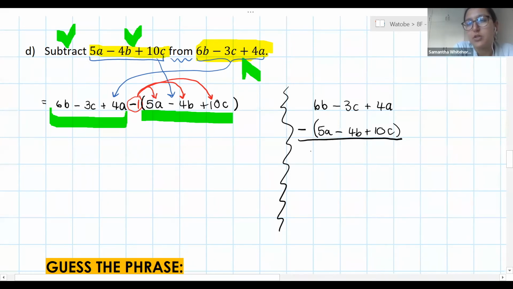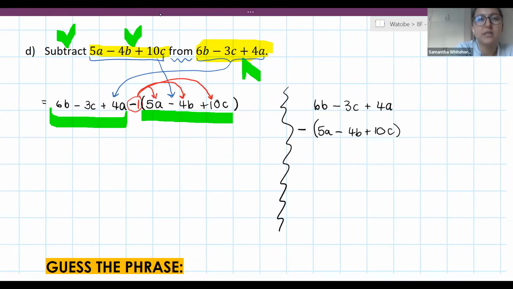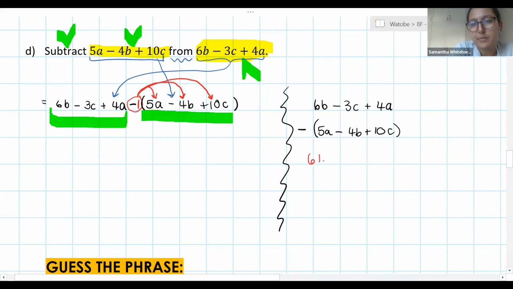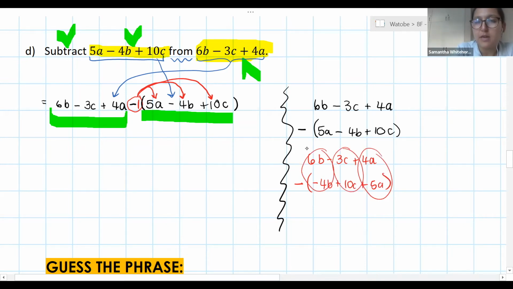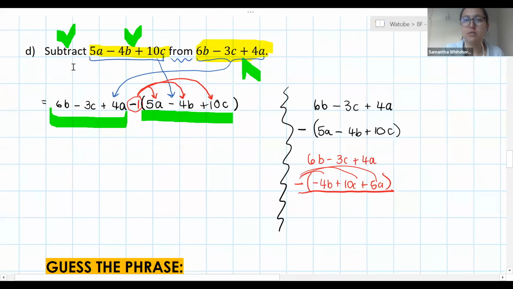Now, obviously, I'm not a huge fan of the fact that the terms don't match up. So what I can do is rewrite this to say 6b minus 3c plus 4a minus, and now we can line everything up. So minus 4b plus 10c plus 5a. I haven't changed anything. I've just put it so that the a's, the c's, and the b's line up in my subtraction process. And then I'm able to distribute the negative, same as what we're doing in this step over here, in order to subtract.